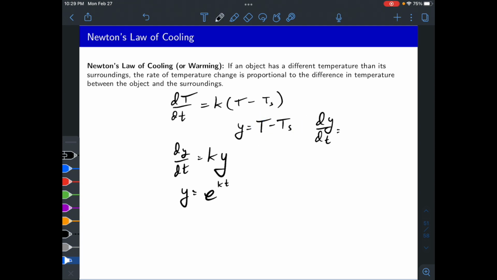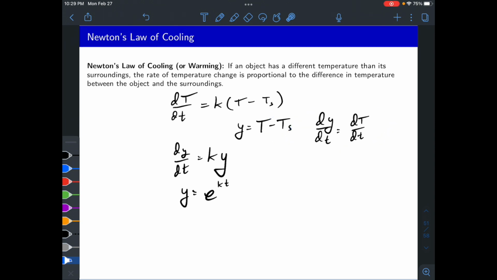So you get the derivative of T with respect to t minus the derivative of the surrounding temperature with respect to time. But this is just a constant, right? So that would be plus 0. The derivative of a constant is just 0. So these two derivatives are the same.